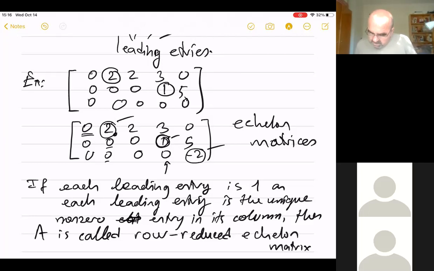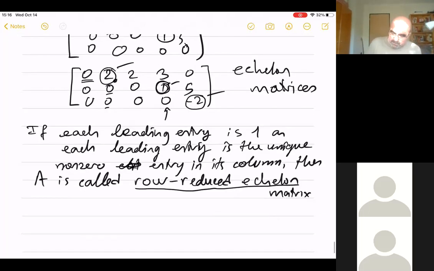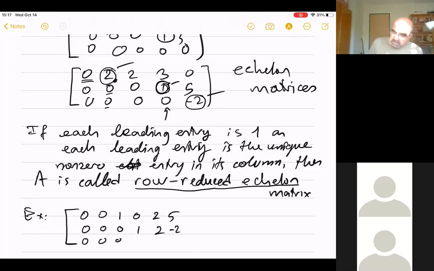Again, this is something to do with the systems of linear equations that we will see later. Row reduced echelon matrix. For example, 0, 0, 1, 0, 2, 5, then 0, 0, 0, 1, 2, -2, then 0, 0, 0, 0, 0, 0, 1, 0, 0. Let me add this one as well. This is a row reduced echelon matrix.